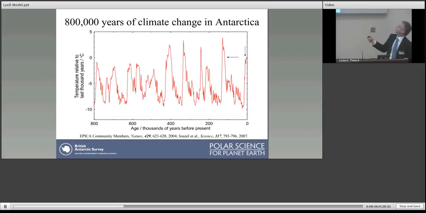Last glacial period here, which was cold in Antarctica, as well as giving us ice sheets over Northern Europe. Last interglacial, which in Antarctica was somewhat warmer than today, and therefore represents a very interesting period. I'll talk about that in a minute. Previous glacial, and so on.